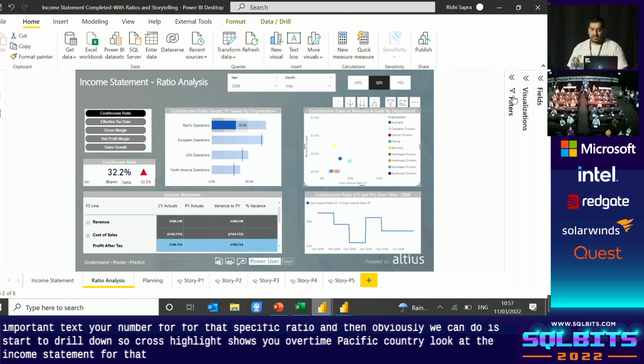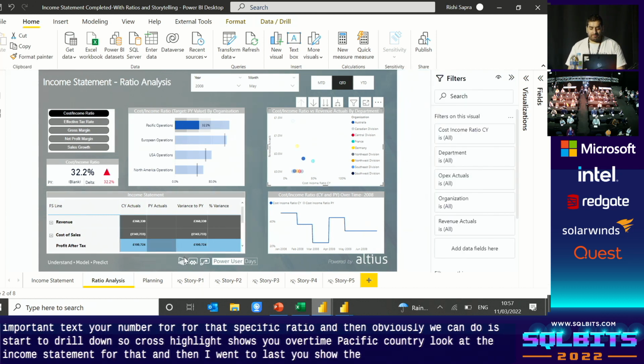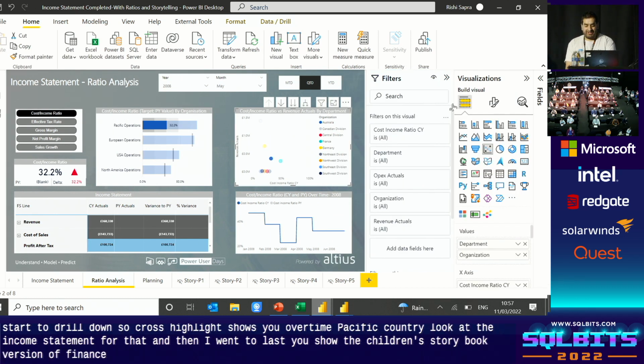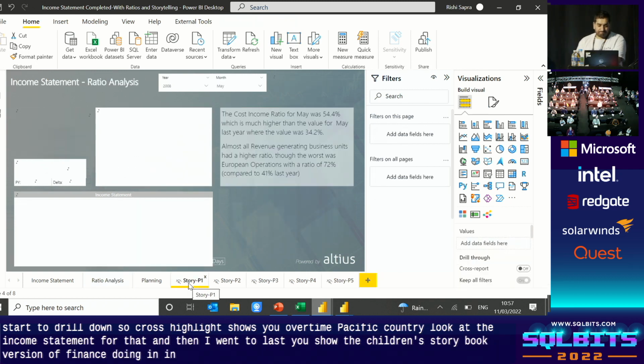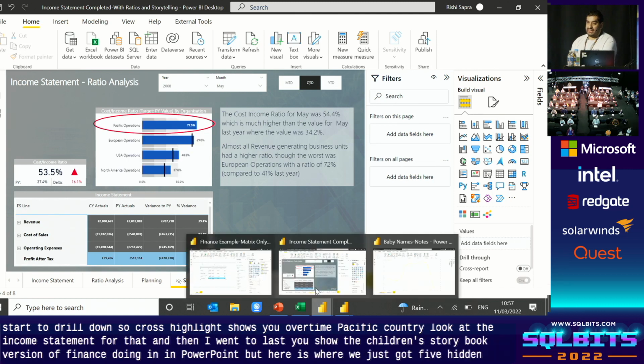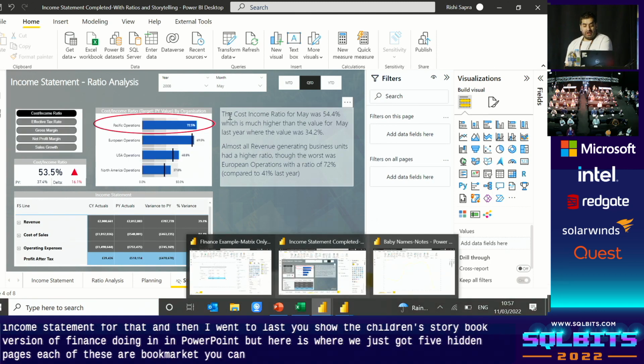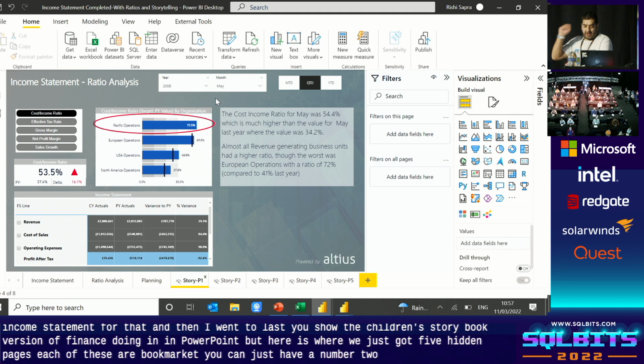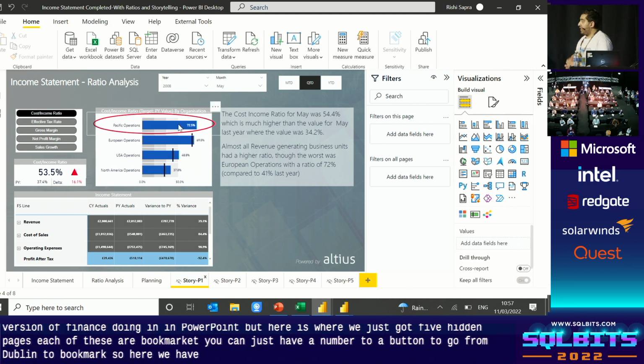And then I just wanted to lastly just show the children's storybook version of this finance report, which obviously people typically do in PowerPoint. But here is where we've then just got 5 hidden pages. Each of these are bookmarks, and you can just have a button to go from bookmark to bookmark. So here we start and we highlight what's important.